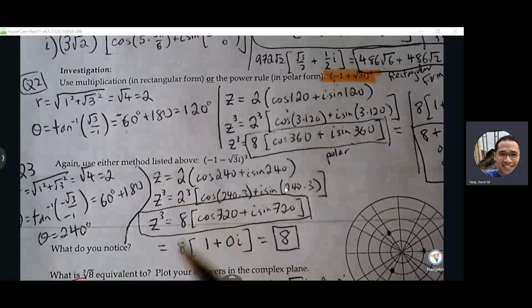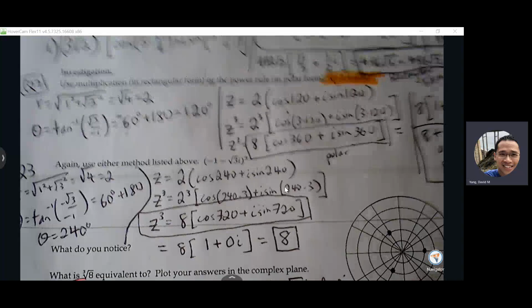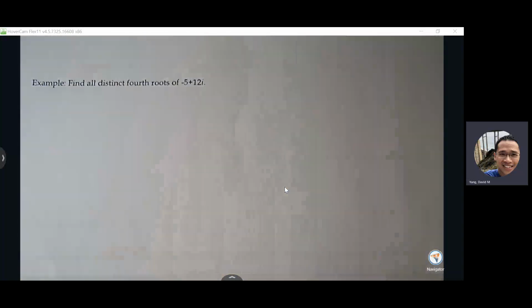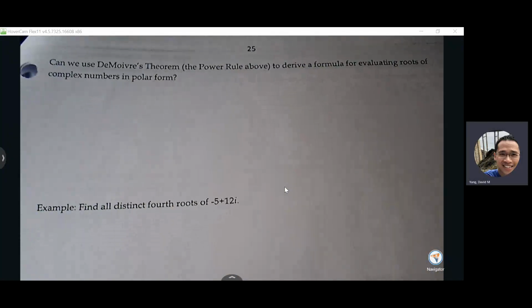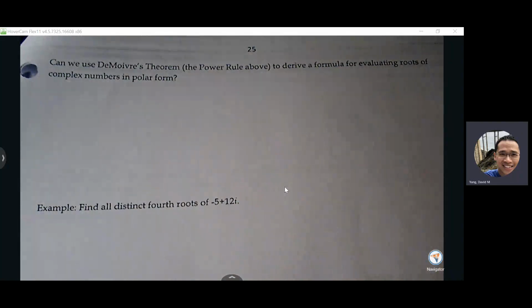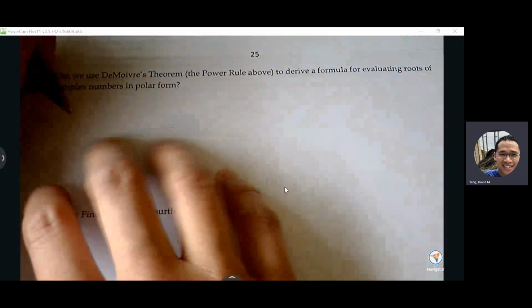Okay, so let's slow down and we'll do one of these problems from scratch where we're dealing with the roots. We can use the power rule to derive a formula for evaluating the roots of a complex number. So basically, let me just show you what that formula looks like.